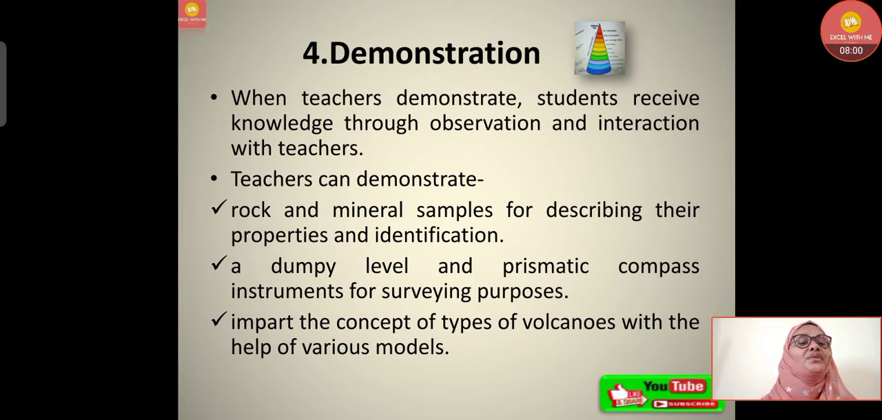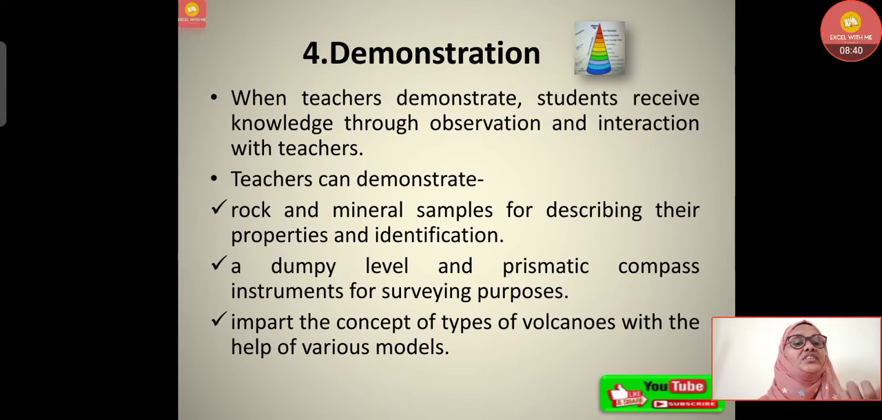Then comes the fourth stage, that is demonstration. When teachers demonstrate, students receive knowledge through observation and interaction with teachers. They will ask questions: why did this happen, teacher, what is this? Everything they will interact with and everything will be there in their mind. Now what can teachers demonstrate? Rock and mineral samples. They can bring samples of rocks and minerals for describing their properties and identification. Then a dumpy level and prismatic compass instruments for surveying purposes. Whatever instruments are used, they can show them to the students. They will have a thorough idea about the instruments.